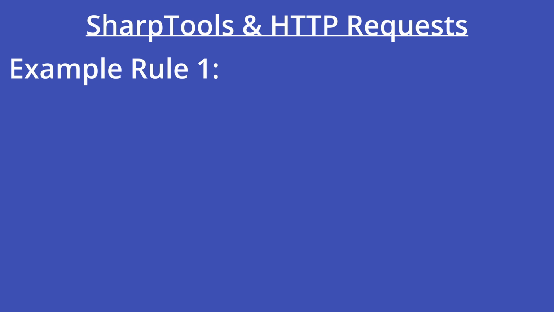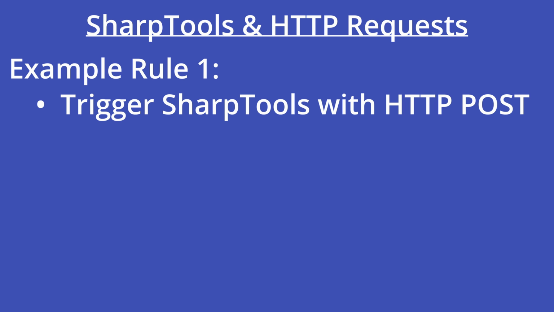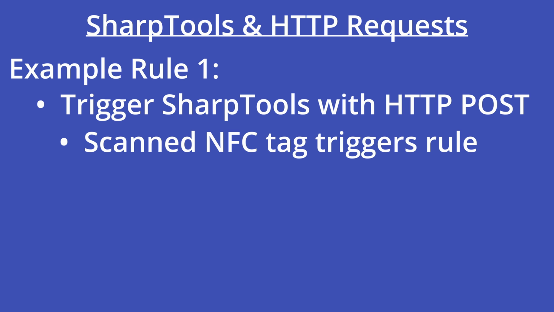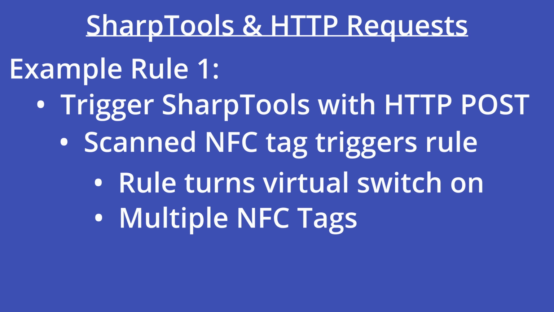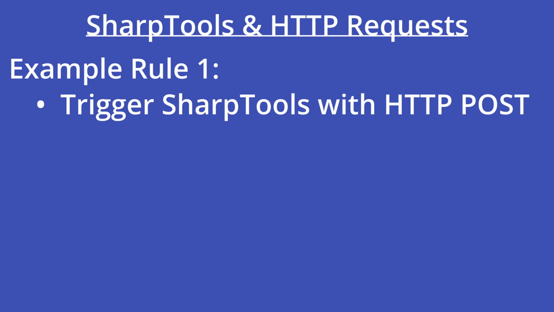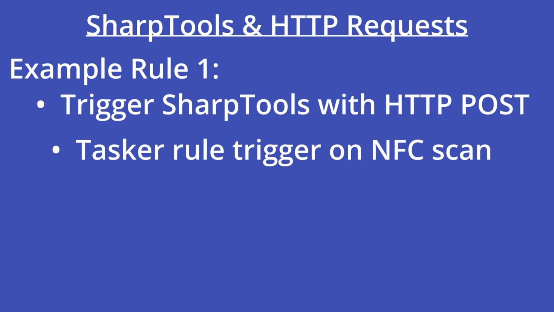Let's first take a look at triggering a SharpTools rule with a webhook request. For this example, I want to be able to scan an NFC tag on my phone that will then set a virtual switch on my SmartThings hub to on, which then drives a bypass function of a certain automation. To take things a step further, I'm going to have multiple NFC tags, and each NFC tag will trigger a different virtual switch. To do this, I'll be using an app on my phone called Tasker to trigger an HTTP request being sent whenever an NFC tag is scanned.